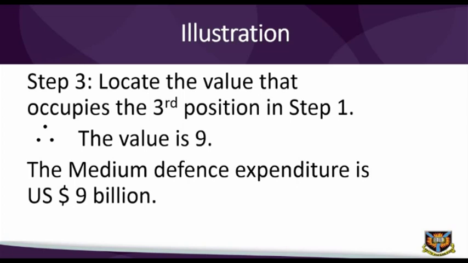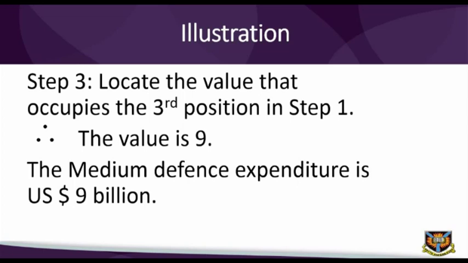Step 3. Locate 3.5 position in step 1. It is after 9 but before 10. Here values 9 and 10 fall at the middle. What you do is simply add 9 and 10 together and divide the sum by 2. Therefore, median is equal to 9 plus 10 over 2, is equal to 19 over 2, is equal to 9.5. Therefore, median defense expenditure is 9.5 billion US dollars.